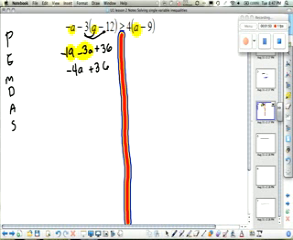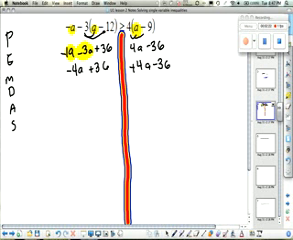Over here, the same thing. No parentheses, nothing to do inside there, no exponents. Multiplication is going to be right here. 4 times A is going to be 4A, and 4 times negative 9 is going to be negative 36. Nothing I can do here, no more adding, combining, so I'm going to rewrite it. Positive 4A minus 36.